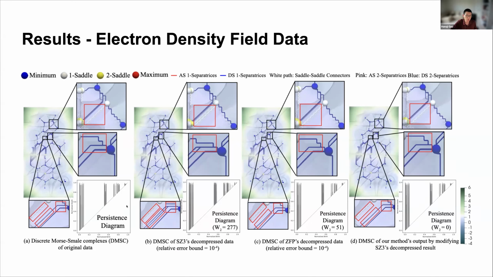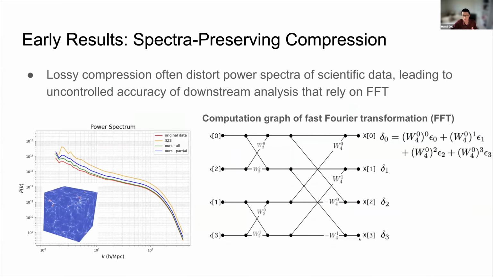And this is another example, on an electron density field from molecular simulation. These separatrices correspond to chemical bonds between atoms. And with this fixing technology, we can fully fix the topology, no matter whether the data is compressed by SZ3 or ZFP or whatever compression approach.